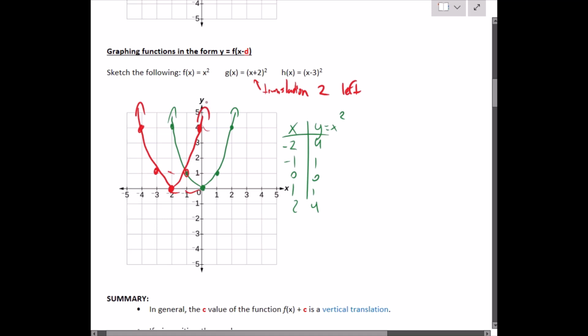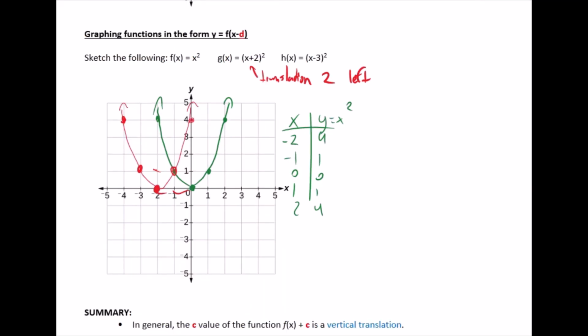For h of x, we're going to set up a table of values. So our y values stay exactly the same. We have no transformations on y, so we have 4, 1, 0, 1, and 4. But our x values, there's going to be x plus 3, because this is a translation of 3 to the right, so we have to move our x values 3 to the right. So negative 2 plus 3, that's 1. Negative 1 plus 3, that's 2. Then we have 3, 4, and 5.